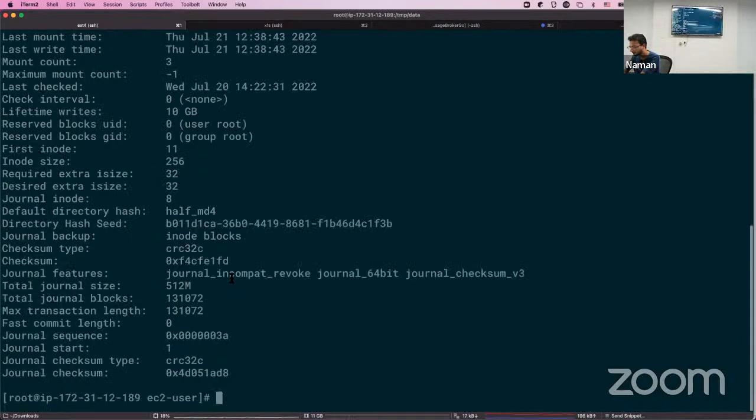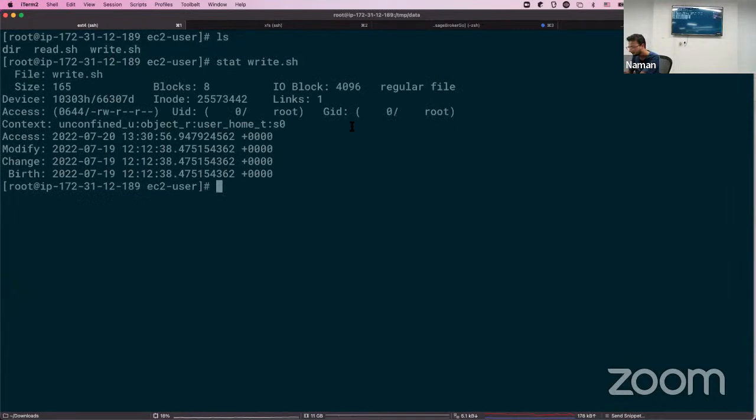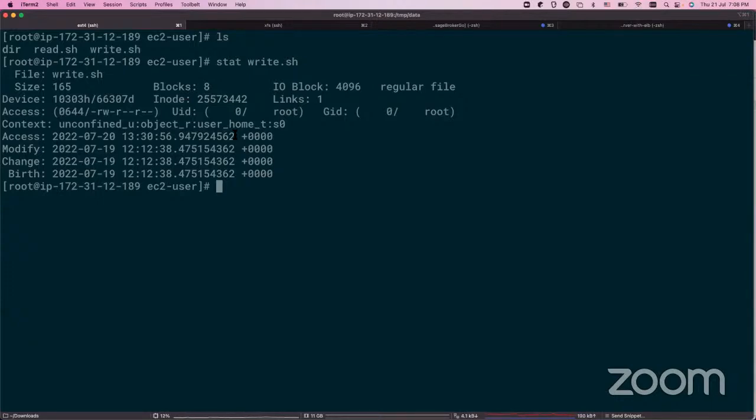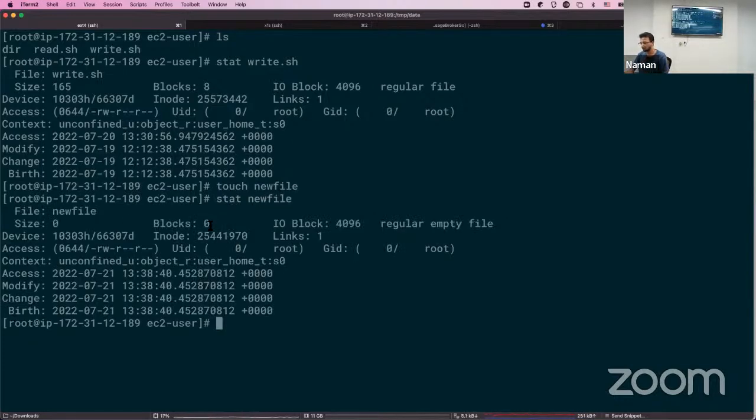Now, again, if we do an ls and stat on any file, then you will find that there's an inode number as well. So this inode number signifies where the metadata of this file resides. And this is a single number. If we create a new file and we do an ls or maybe a stat on this new file, then you'll see the size is 0, right? And when we write to it, its size will increase.